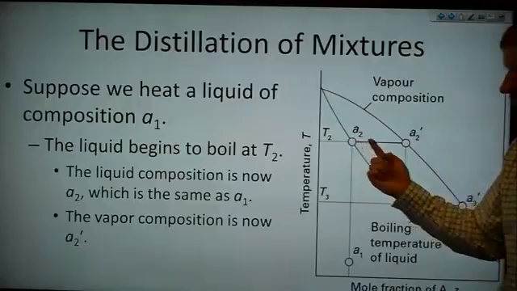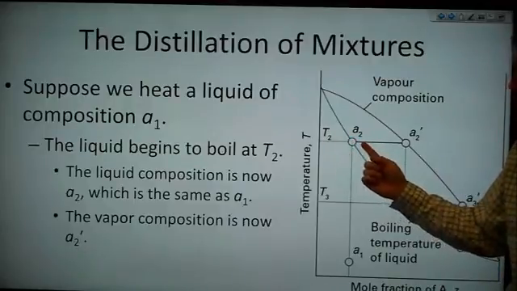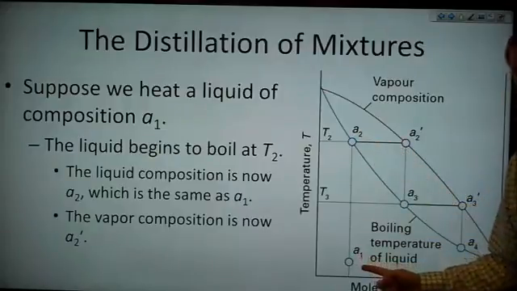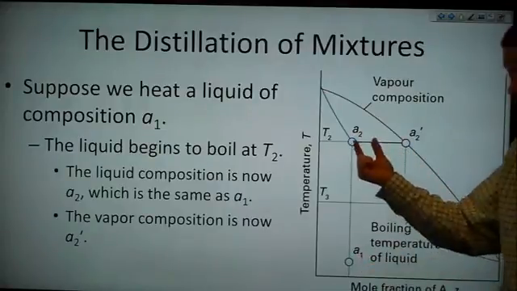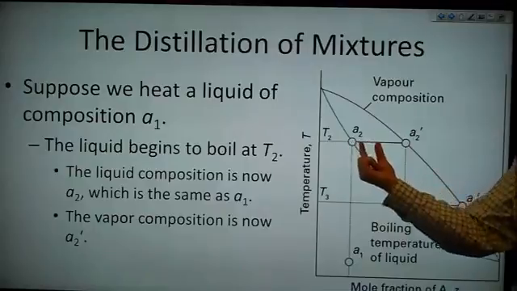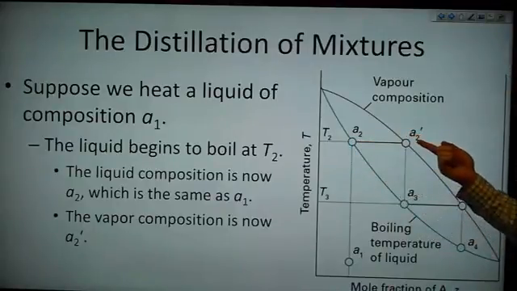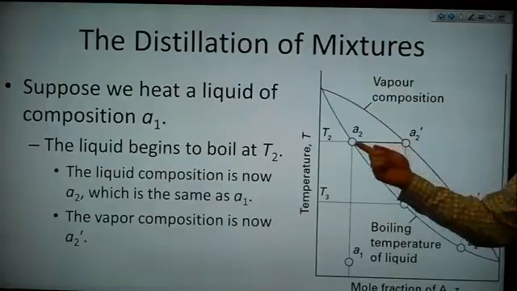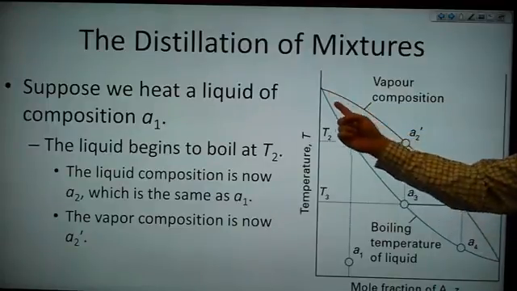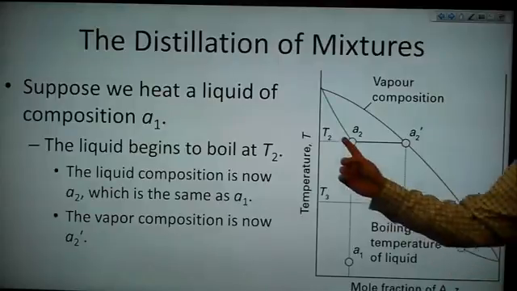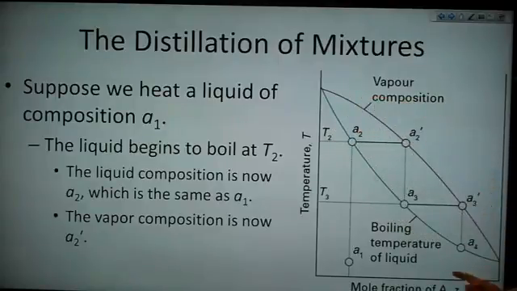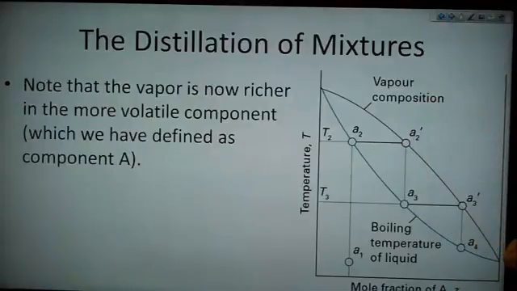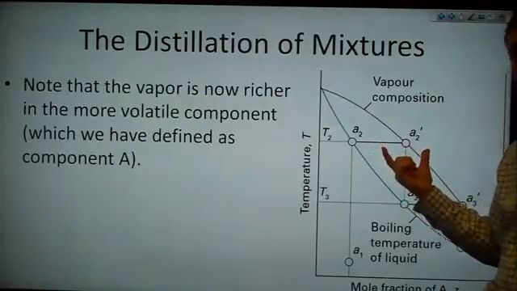Now our liquid is boiling at this temperature, and the liquid composition is given by A2, which again is the same composition as A1. The vapor, however, doesn't have that composition. The vapor has the composition that's over here at A2 prime. It's the same temperature, but the blue line is the composition of the liquid, the red line is the composition of the vapor, and we join them together with this solid black tie line.